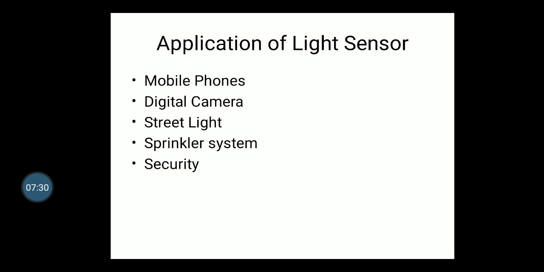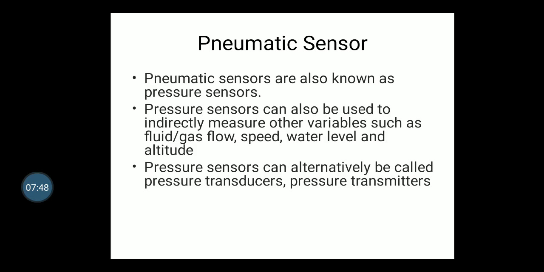Sprinkler system, used for the irrigation system, depending on whether there is sunlight brightness or not. There also we use a light sensor. Security purposes also. So all these are the applications of the light sensor. Next one, let's see.